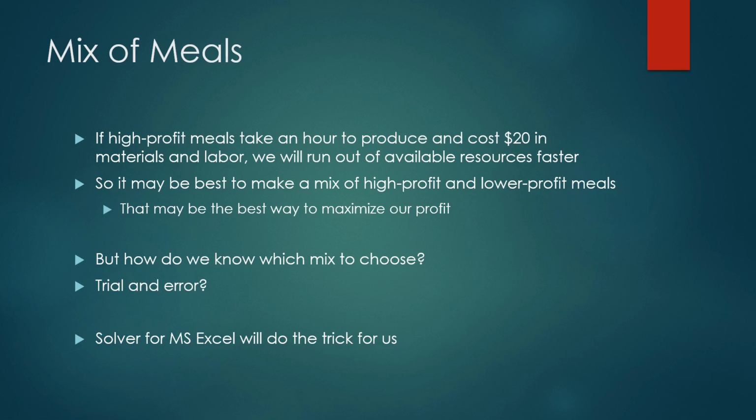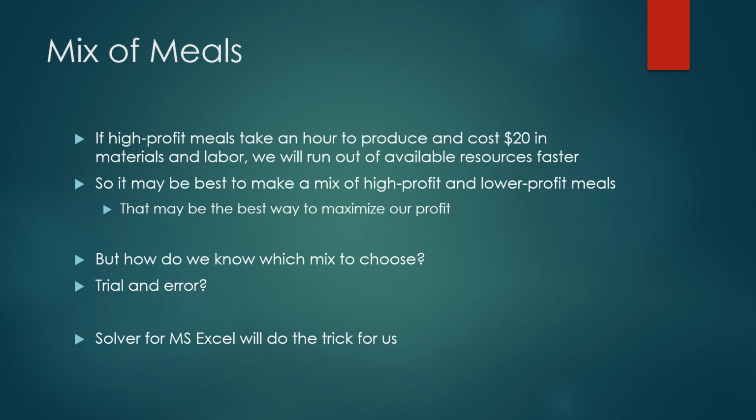So why, at the end of the last slide, I talked about maybe making a mix of high profit and low profit meals. We'll see this in a lot of examples. It turns out that we can maximize profit better sometimes if we make a mix and don't focus just on the high profit stuff. In this example, if the high profit meals take an hour to produce and cost $20 in materials and labor, we're just going to run out of available resources that much faster. And while the lower profit meals may yield less profit, a collection of them together that require fewer resources could actually help us maximize our profit even better. So it may be best for us to make a mix of high profit and lower profit meals, and that may be the best way to maximize the profit.